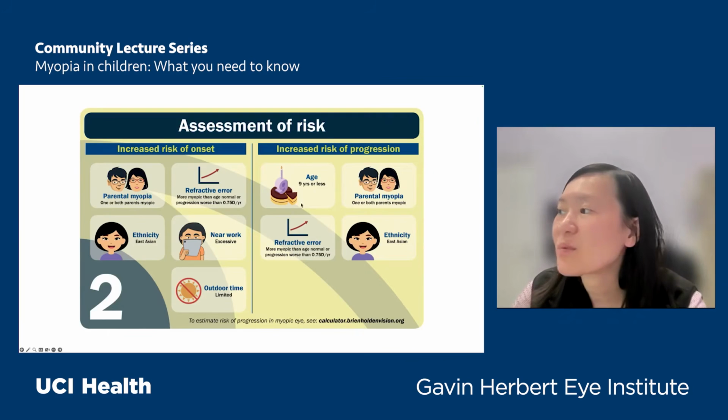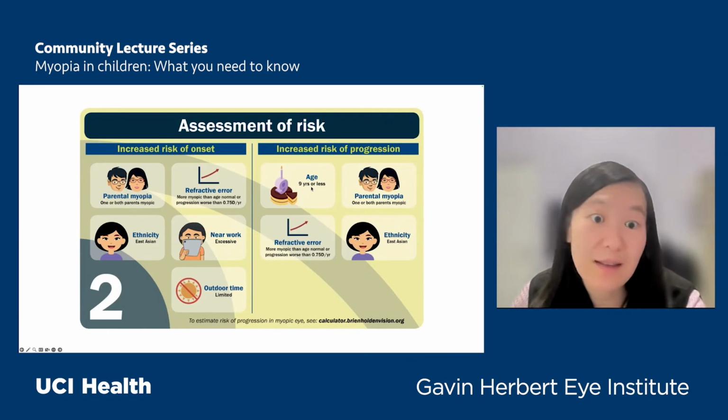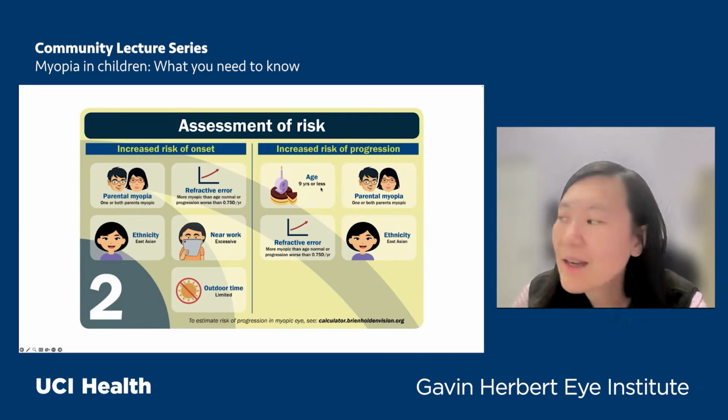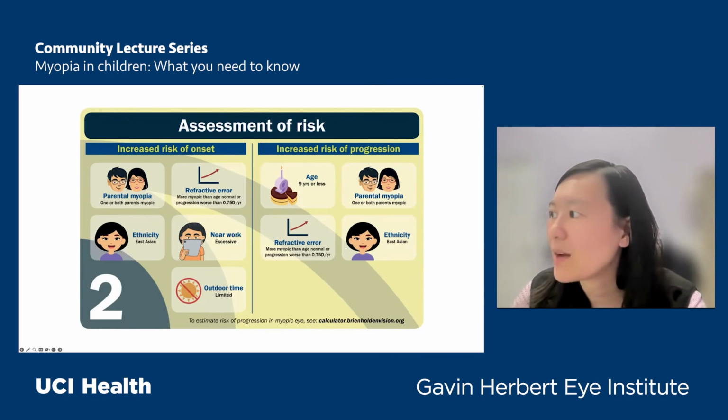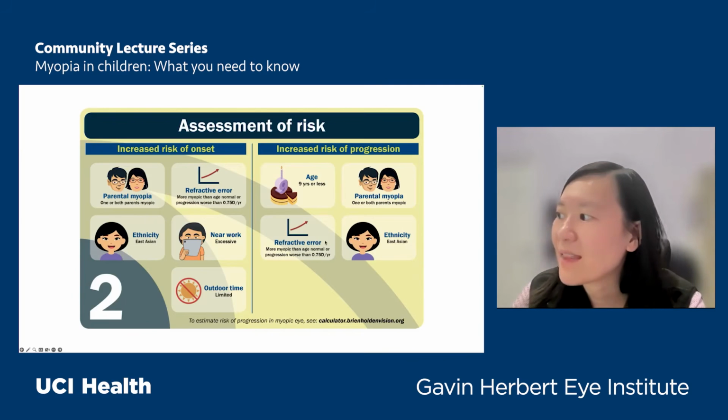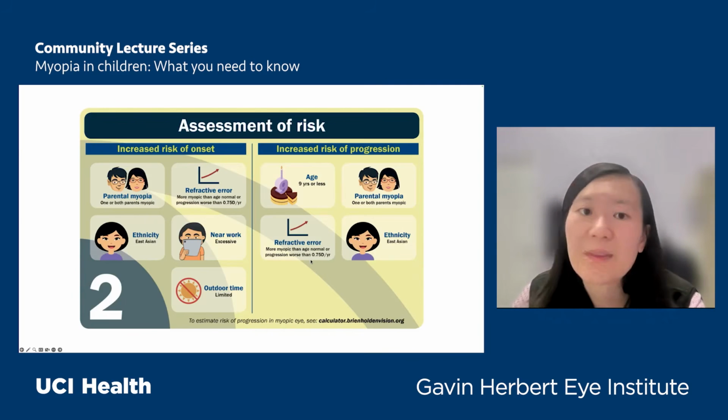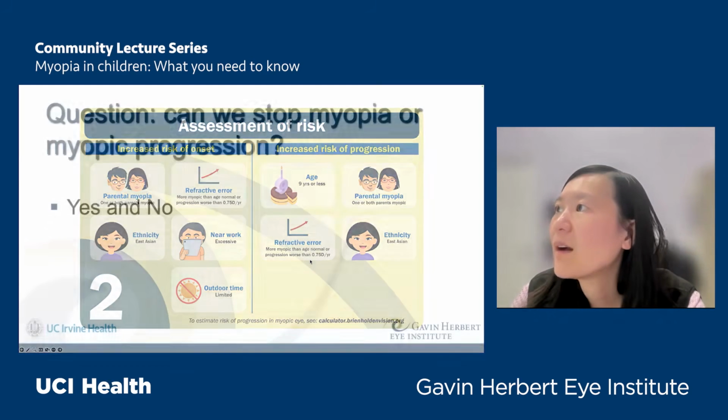And then for the increased risk of progression, I usually ask, are you 9 years or younger? Because like I said, 7 to 10 is the fastest growth period. Whether or not you have a genetic predisposition for progression. And then again, ethnicity and refractive error are both factors in the assessment of risk of progression.